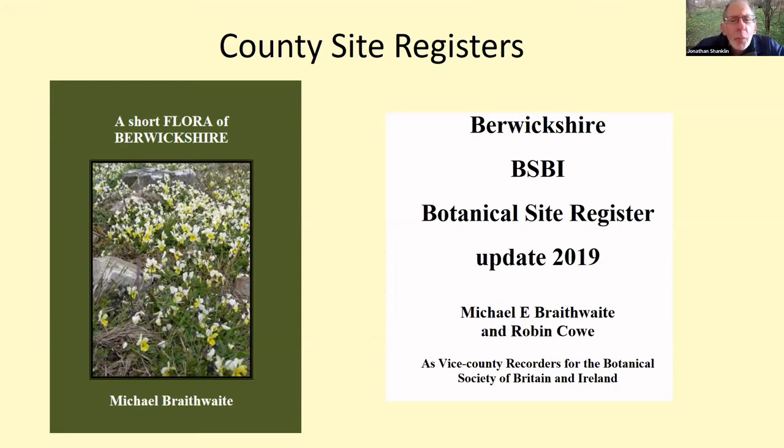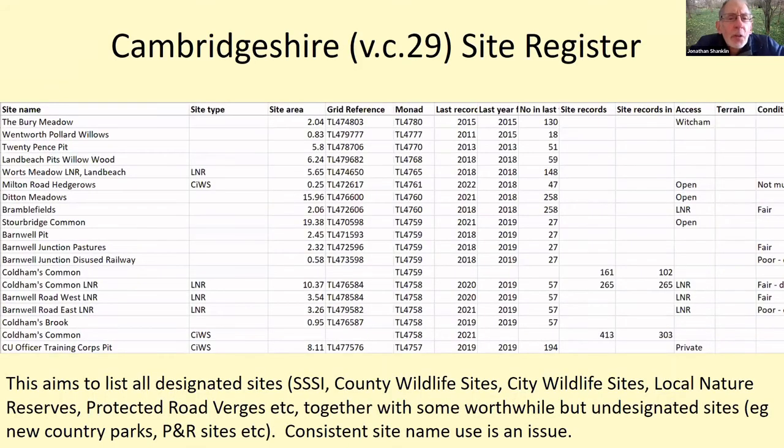So for Cambridgeshire, I've probably gone completely over the top and have tried to produce a register of all our designated sites, which may be SSSIs, county wildlife sites, city wildlife sites, local nature reserves, etc., together with some worthwhile but as yet undesignated sites. And one problem that I've found with this is the boundaries and names of SSSIs, county wildlife sites, national nature reserves and the like are all different. And it can be quite confusing as to exactly what you should put in your register.